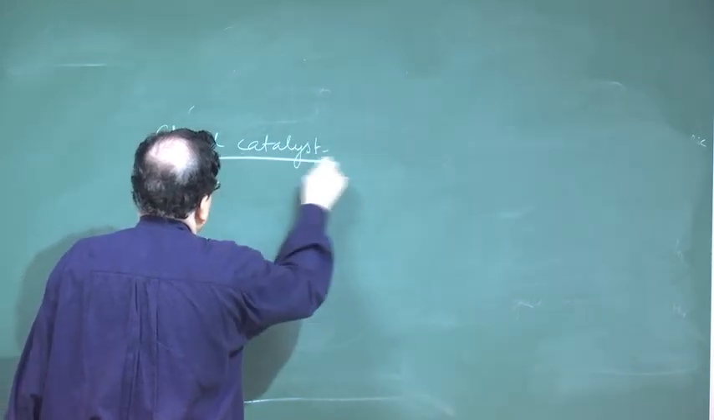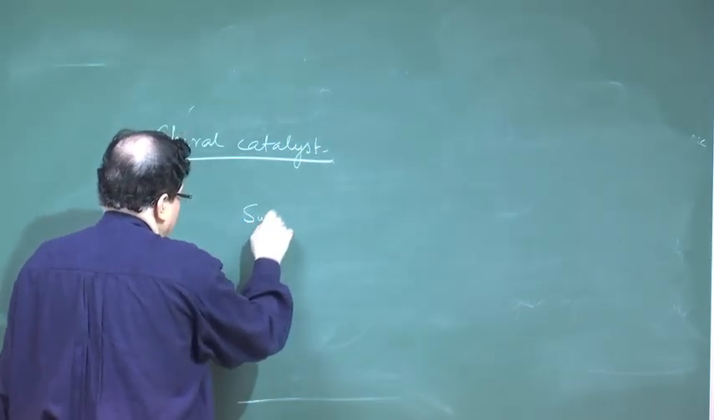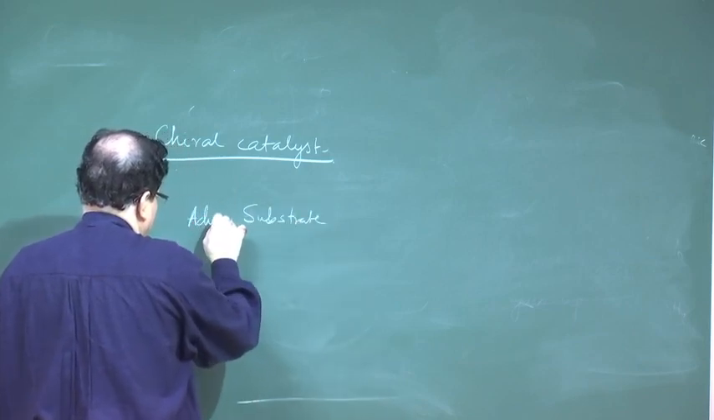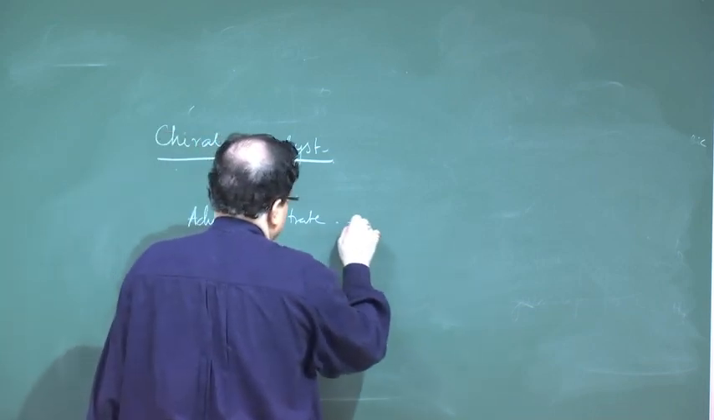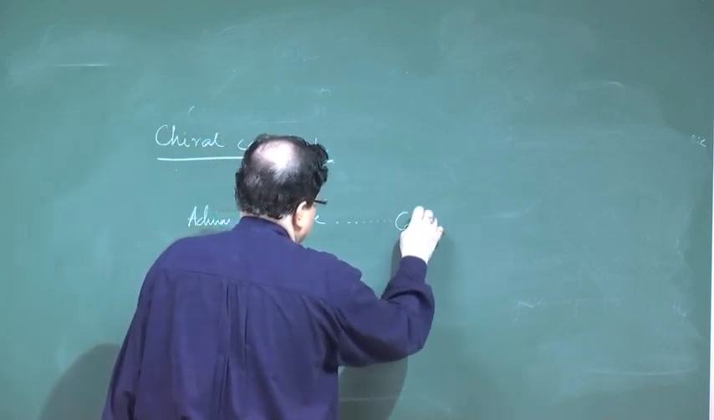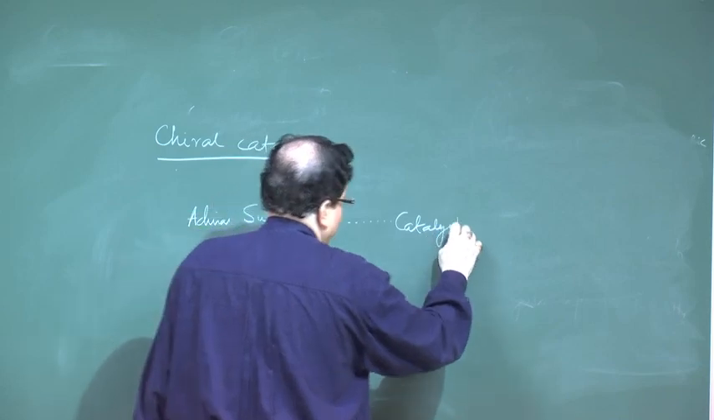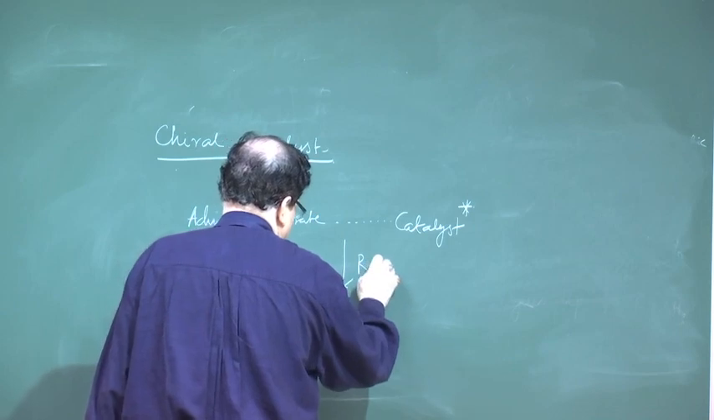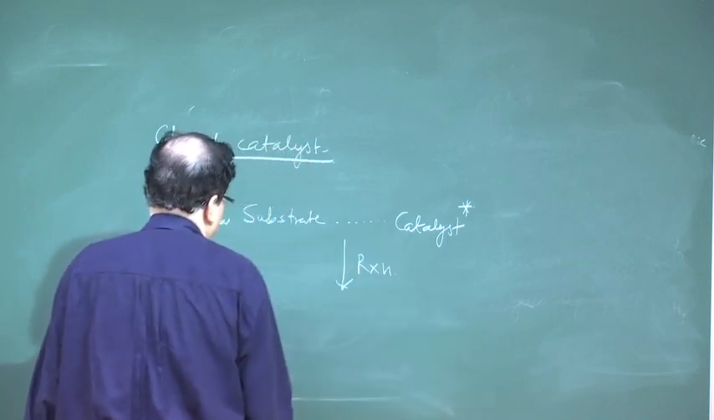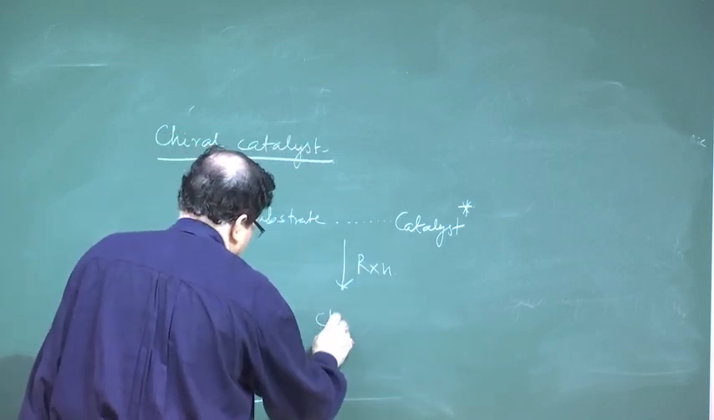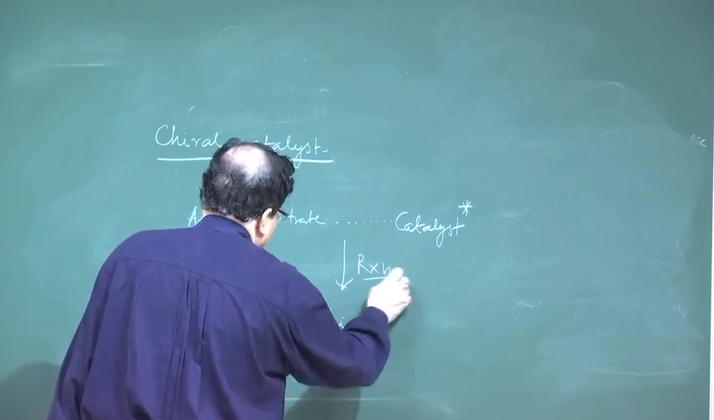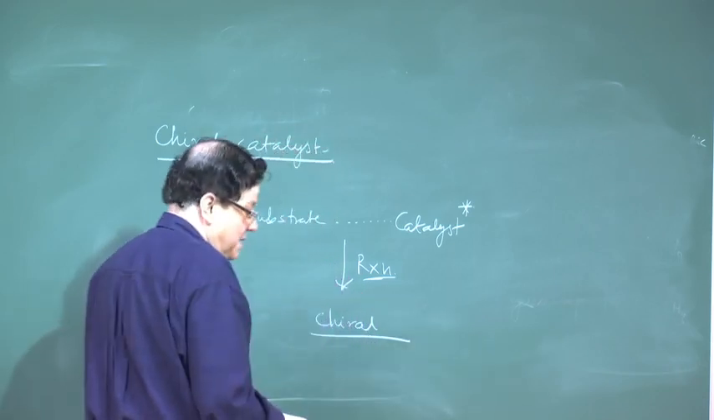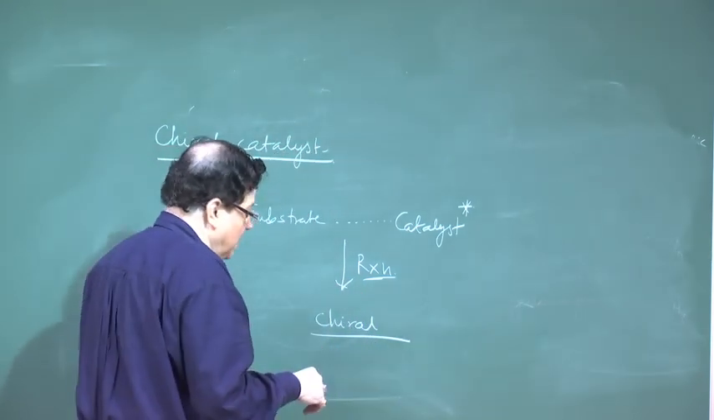So, what happens here, your achiral substrate forms a complex with the catalyst, but the catalyst is chiral, and then the reaction takes place and the catalyst goes away. Your reaction is such that it creates a chiral center, and maybe multiple chiral centers in one reaction. That is also possible, that is even better.